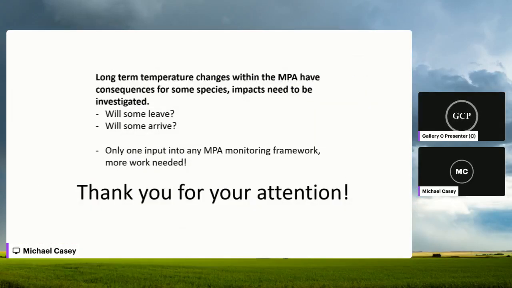So that's basically the end of it. The long-term consequences of temperature changes in the MPA have consequences for some species. Impacts need to be investigated. Will some leave? Will some arrive? There's only one input into our MPA monitoring framework, and more work is needed. Thanks for your attention. That was reasonably coherent after all the technical difficulties. Thanks.